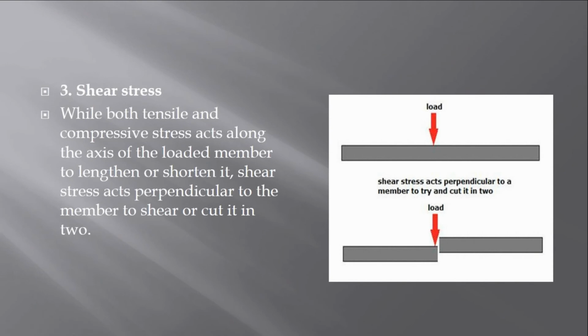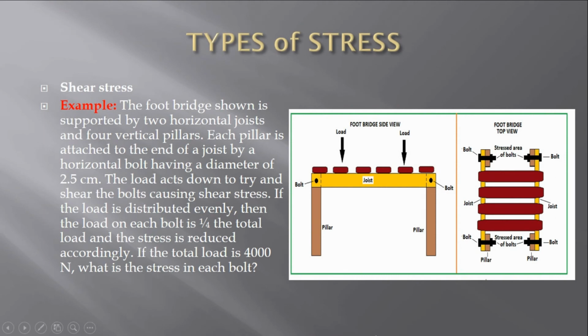While both tensile and compressive stress act along the axis of the loaded member to lengthen or shorten it, shear stress acts perpendicular to the member to shear or cut it in two. Example: the footbridge shown is supported by 2 horizontal joists and 4 vertical pillars. Each pillar is attached to the end of a joist by a horizontal bolt having a diameter of 2.5 centimeters. The load acts down to try and shear the bolts, causing shear stress.